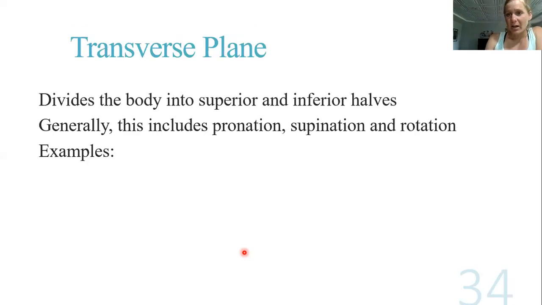Transverse plane, again, this will cut our body into an upper and lower half. Movements in this plane include pronation, supination, and rotation. So let's take a look at some of these. When we think about rotation, not crossing the plane, okay? So I can do rotation like this. I can also do internal, external rotation of my shoulders. I can also do internal, external rotation of my hips. So pointing my toes in, pointing my toes out, okay? Or I could go like this, internal, external rotation, okay?